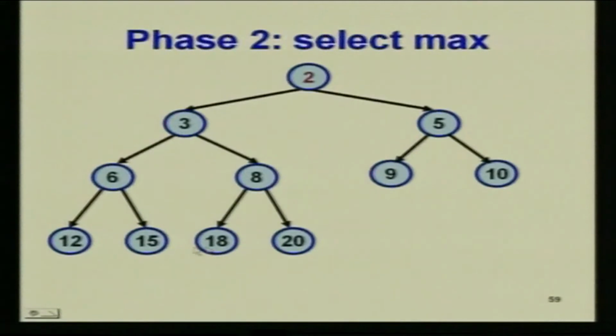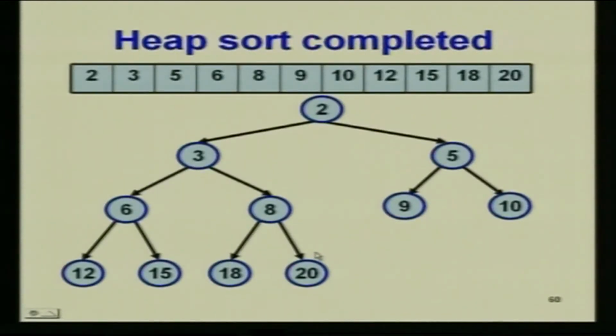So now you have 20, 18, 15, 12, or if it is in ascending order you can take it as this, in position 0: 2, 3, 5, 6, 8, 9, 10, 12, 15, 18, 20. So this is your final heap that has been formed. So this is the heap sort completed.